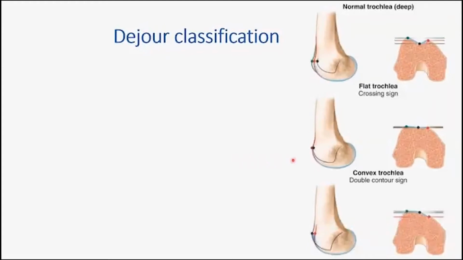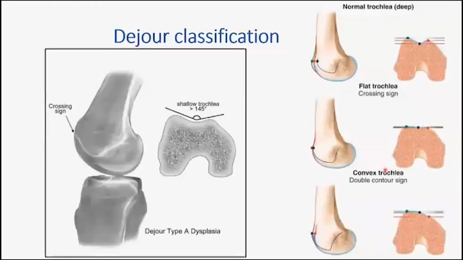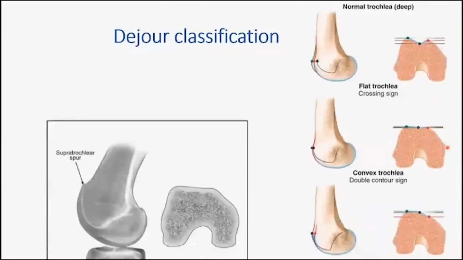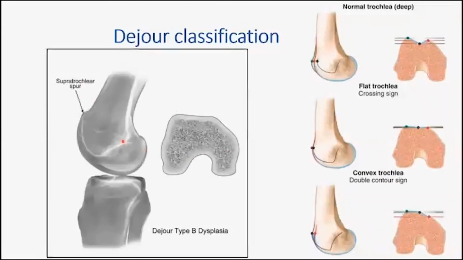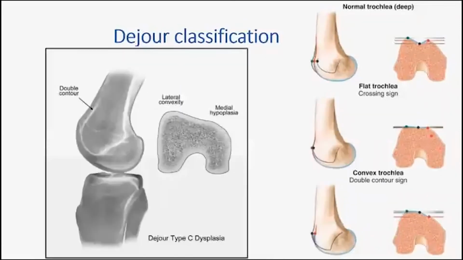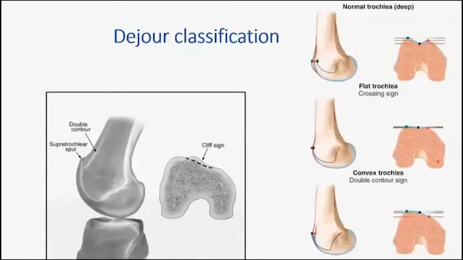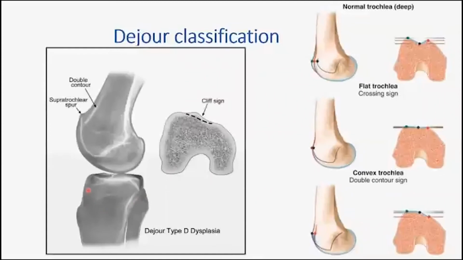And Dejour describes four types based on that. We have a shallow trochlea with crossing sign. This is mild, type A. Type B, we have supratrochlear spur with a flat trochlea. And type C, we have the double contour sign, lateral convexity, and medial hypoplasia. And in type D, we have a combination between double contour and supratrochlear spur. This is type D dysplasia.